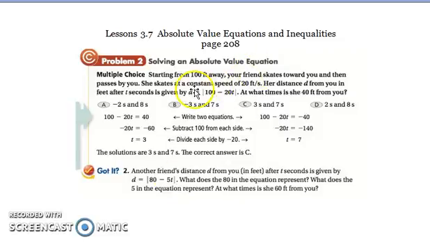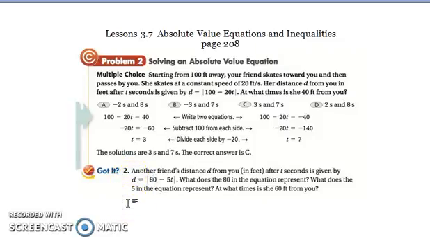That's how fast she's passing you. She's skating at a constant speed of 20 feet per second up here, so it was minus 20t. And then she must be skating at 5 feet per second. And then at what times is she 60 feet from you? So 60 feet would be our distance, so we're going to plug that in here. And I apologize, I did not work this one out.